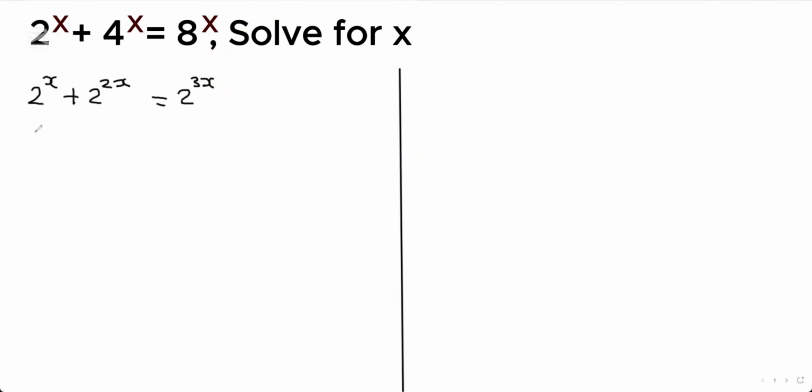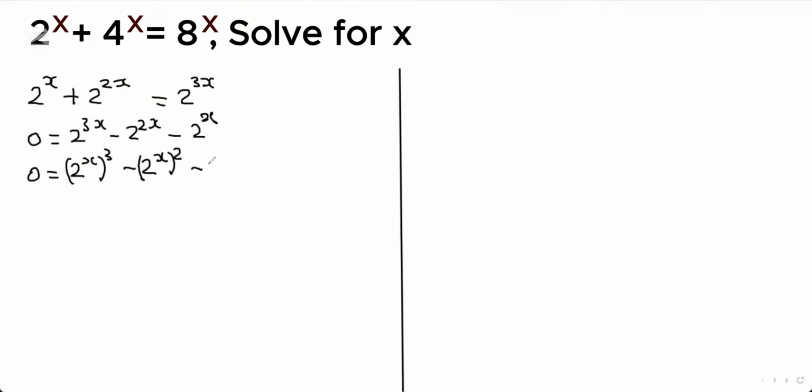After this, I'm going to move everything to the right side. So I'm going to end up with 0 equals 2 to the power of 3x minus 2 to the power of 2x minus 2 to the power of x. And now we could write this as 2 to the power of x cubed, because that 3, we're just going to bring it outside, minus 2 to the power of x squared, because of that 2, and then minus 2 to the power of x.